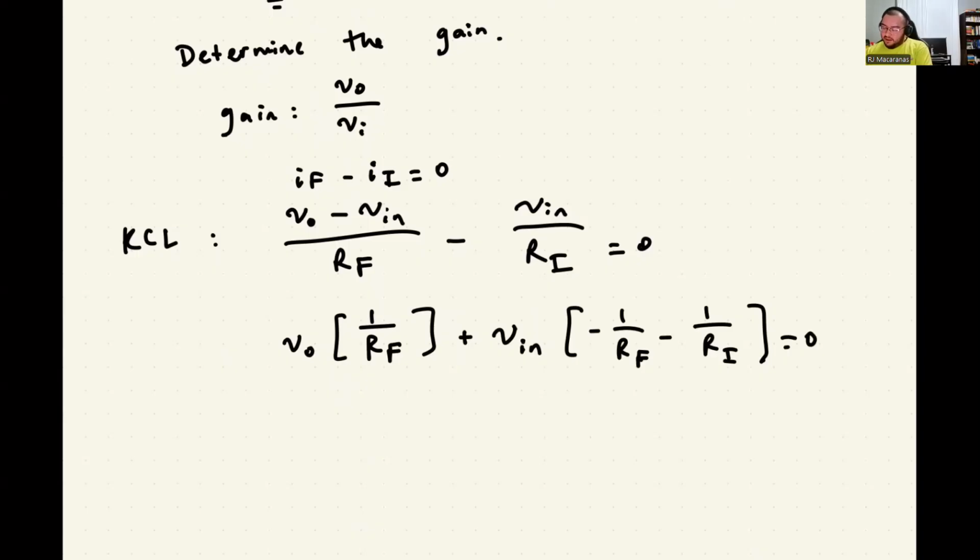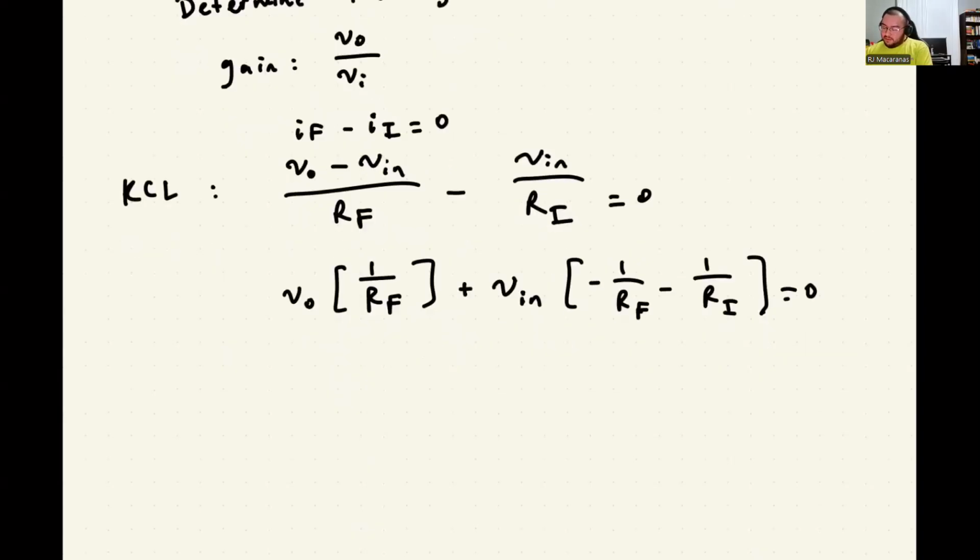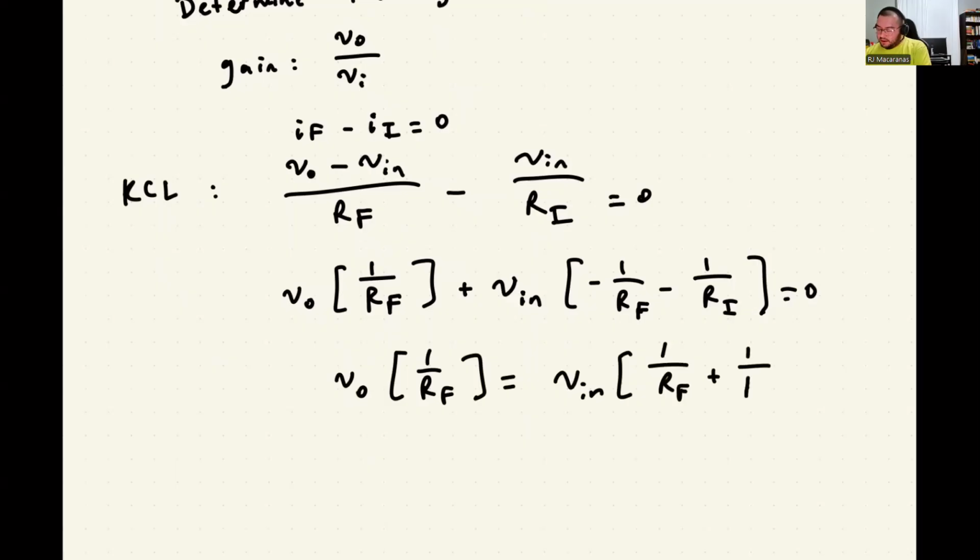And so let's see how I want to do this here. So if I move Vn over, then I've got Vn, right? So these minuses just turn to pluses, 1 over RF plus 1 over RI.